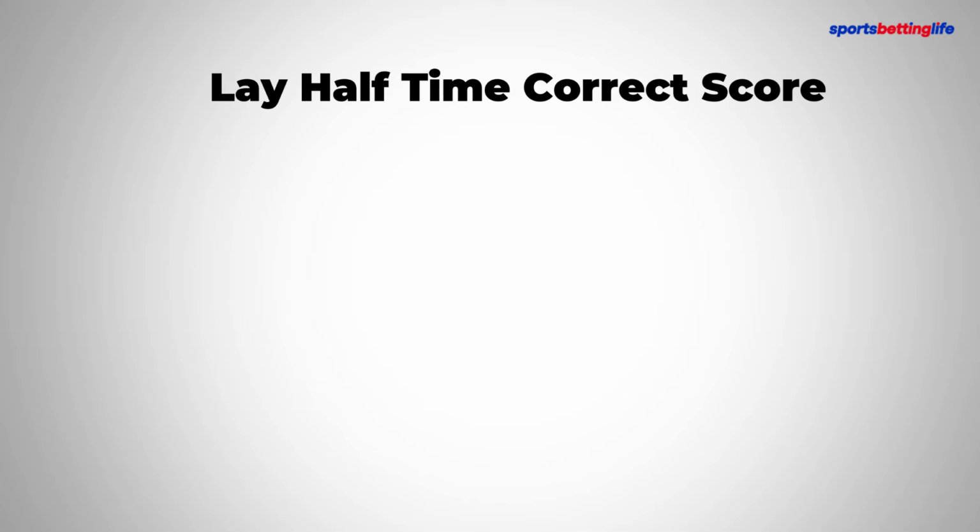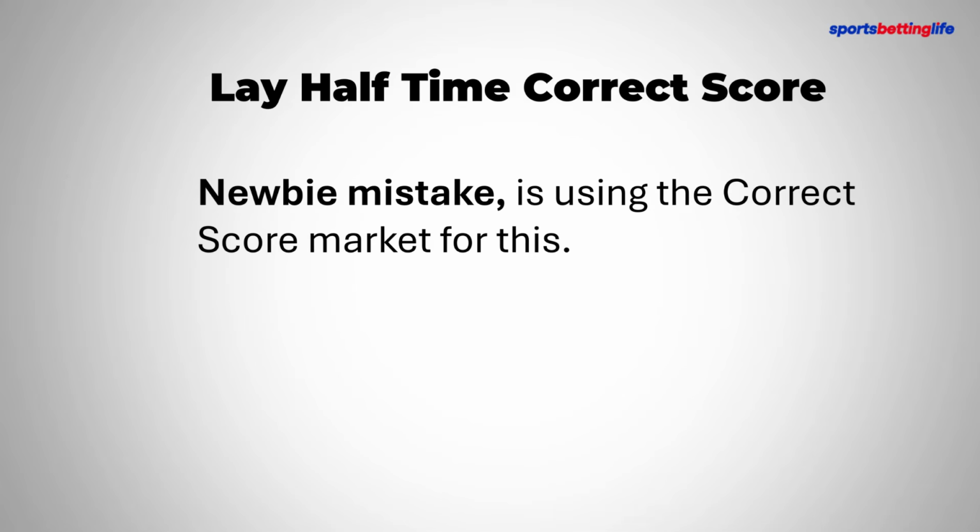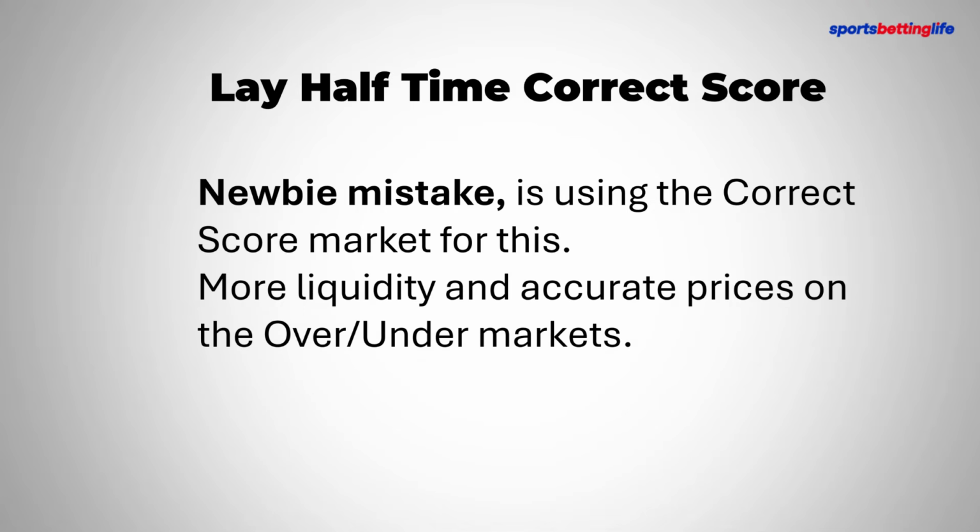But here's another thing with this system, and the newbie mistake is actually in the name of the system, okay? You're laying the halftime correct score. The newbie mistake is using the correct score market for this. You shouldn't be laying the halftime correct score. There is more liquidity and accurate prices on the over or under markets. It's the same outcome, as I said.